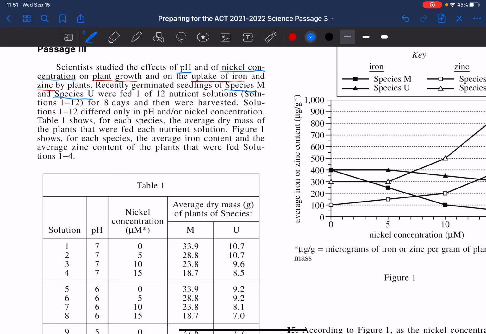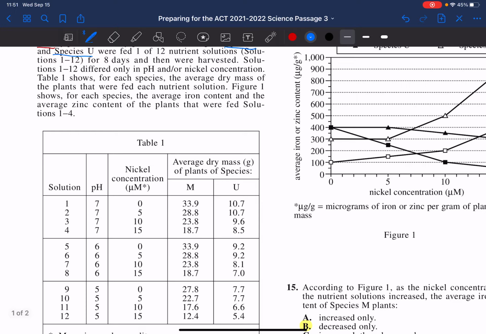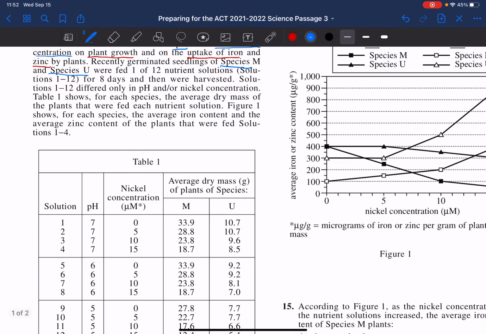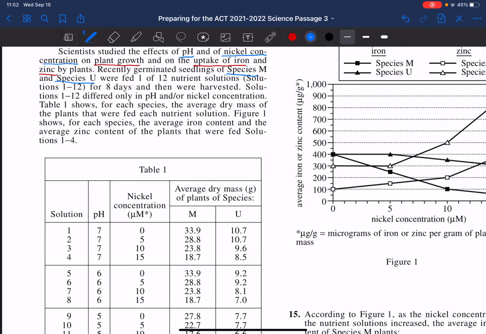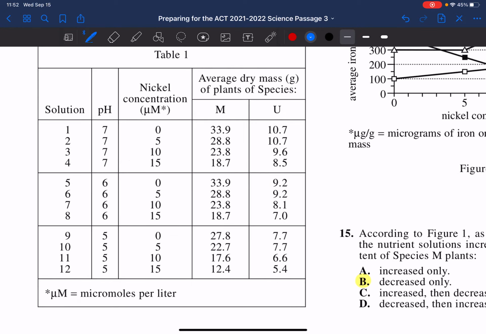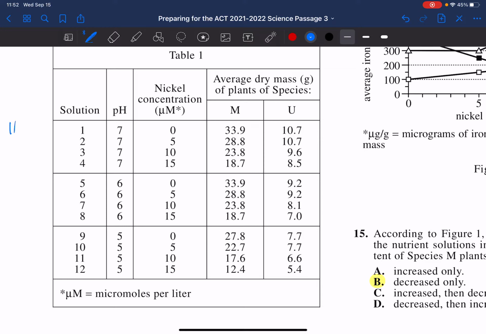And so table 1 shows the dry mass of the plants after they were harvested. Figure 1, that's this chart over here, it shows that for each species, the average iron content and the average zinc content of the plants that were fed solutions 1 through 4. So if I take a quick glance at this table 1 right here, I see, okay, solutions 1 through 4, they all have a high pH. And what they do is they differ by the amount of nickel.